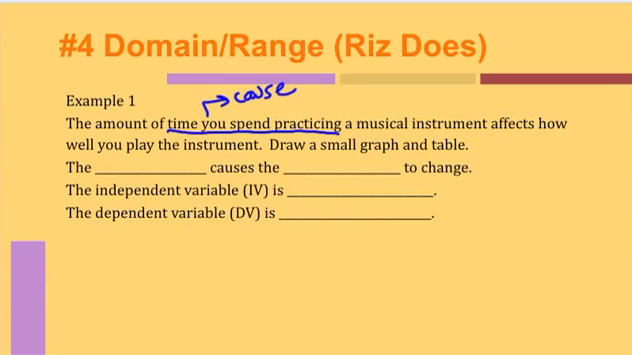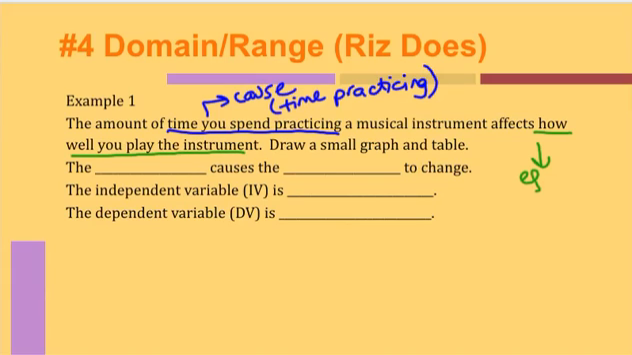I'm going to call that time practicing. Now I know the effect of the situation is that my skill gets better. Affects how well I play the instrument. So I'm going to call that the effect. And that's my skill level.